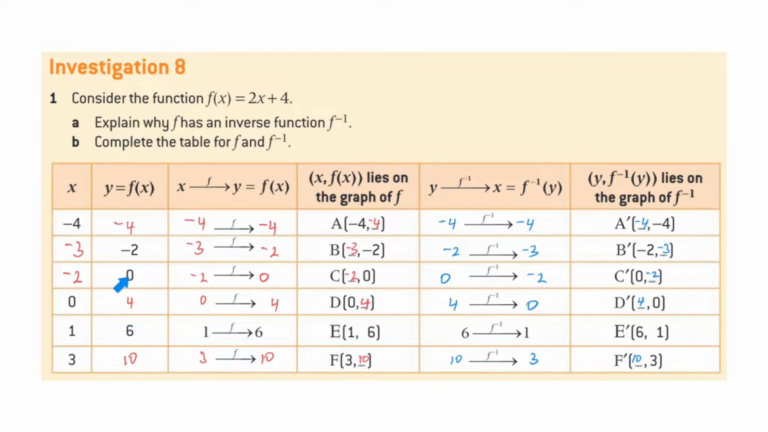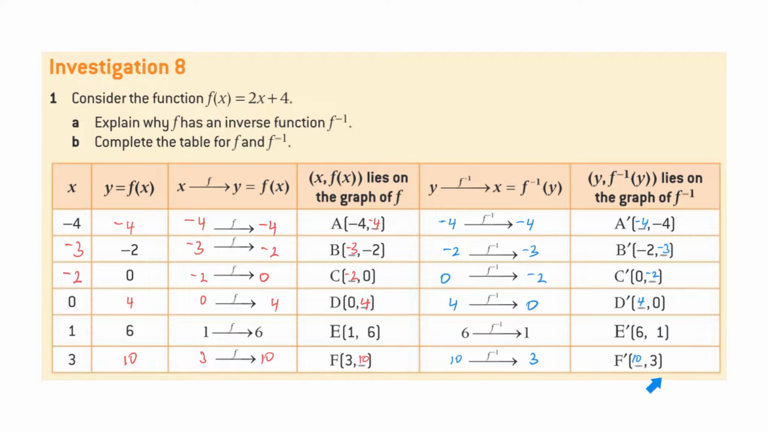Now in some of these, they gave me the y value, so I had to work backwards. So when they gave me 0, that's the y value or the function value. It's the left-hand side. So 0 equals 2x plus 4. Therefore, x must equal minus 2. So I wrote the minus 2 in here. Let's look at the inverse function now.